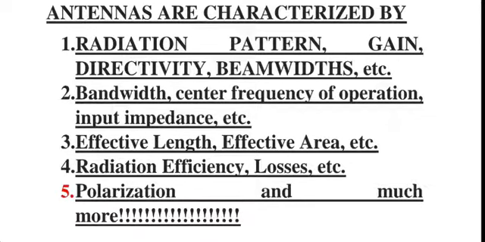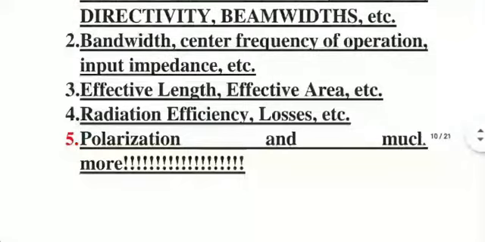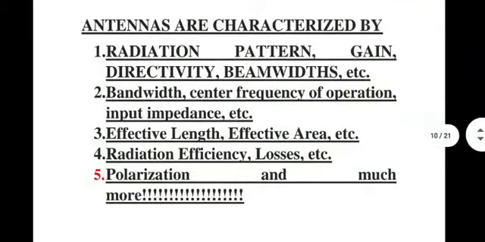There are other things like effective length, effective area. We'll be discussing all this. Radiation efficiency essentially means output power divided by input power. Output power is radiated power, WR. Input power is WT. And the difference between the two is the lost power because of the antenna losses. We call it WL or W loss. Polarization also is critical. We'll be talking about it later. So these are some of the performance parameters of an antenna that in the real world are quite important to know.